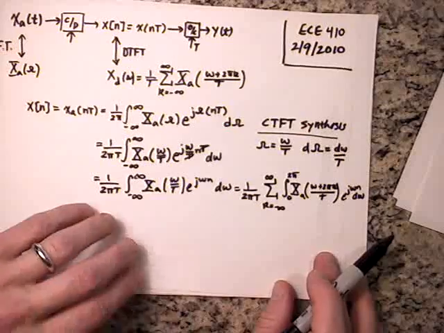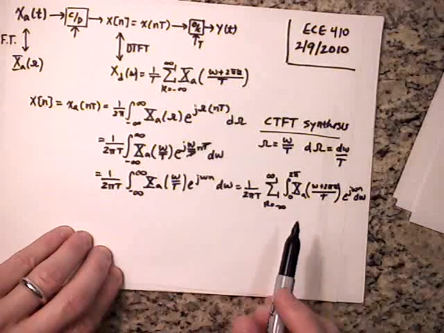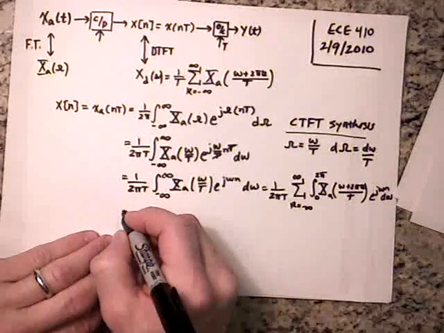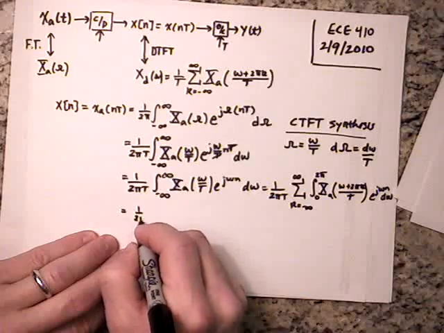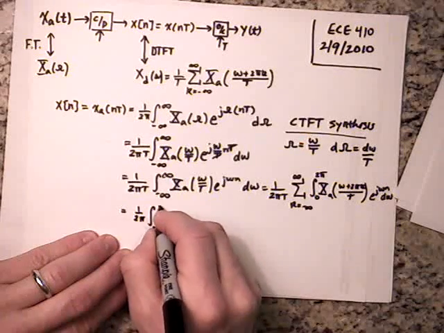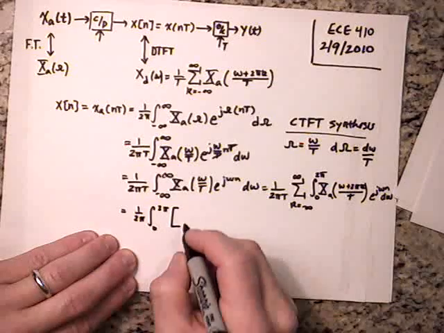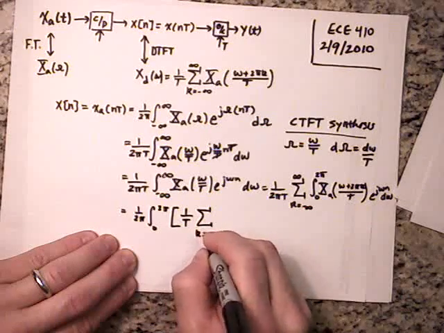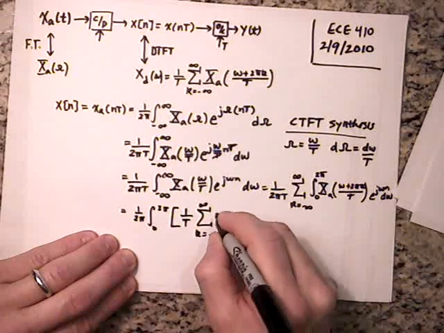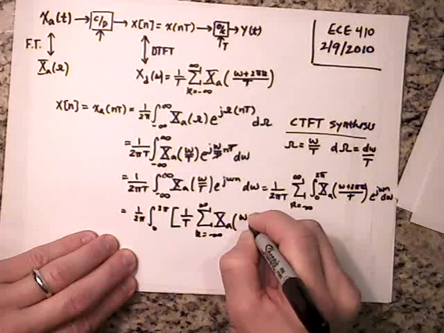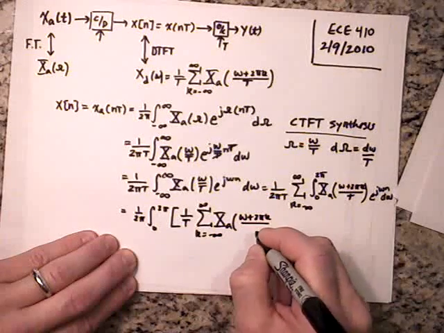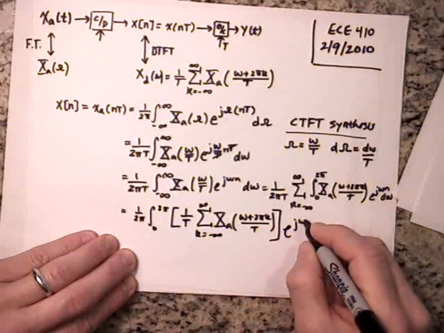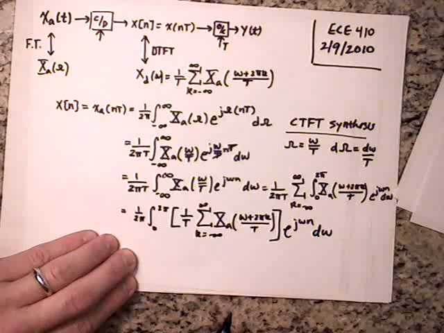So now what I can do is interchange the order of integration and summation. And I can rewrite this as 1 over 2 pi times the integral from 0 to 2 pi of something, and that something is 1 over t, the sum from k equals minus infinity to infinity, of x of a of omega plus 2 pi k over t, times e to the j omega n d omega.